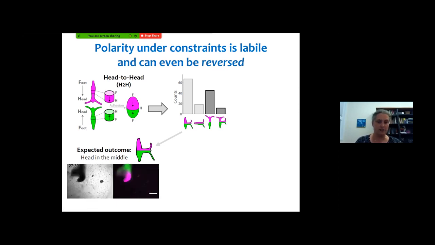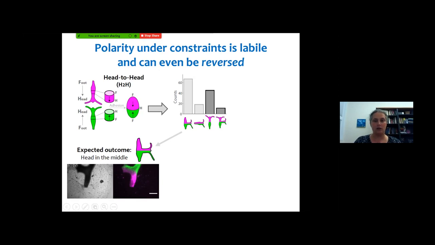And you can see that the head starts forming in the middle, initially generating a bump. You see the head form exactly at the middle between the two rings, and you see two functional feet at both sides. But we can see that actually the polarity can also be reversed.